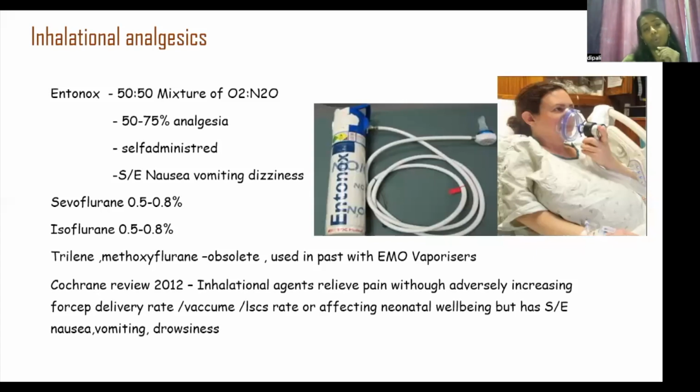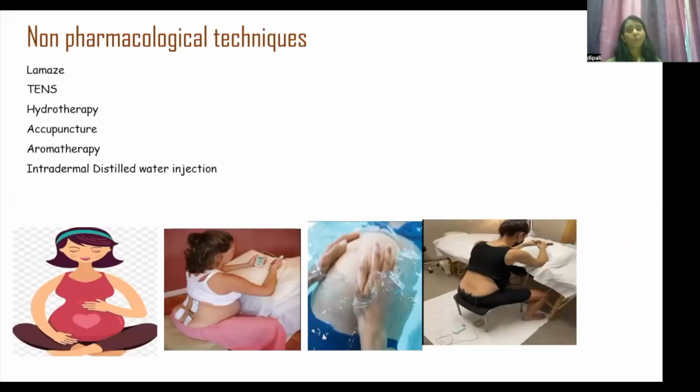According to the Cochrane review of 2012, inhalational agents relieve pain without adversely increasing the forceps delivery rate, vacuum rate, or LSCS rate, or affecting neonatal well-being, but they have side effects of nausea, vomiting, and drowsiness. Various non-pharmacological techniques are Lamaze, TENS, hydrotherapy, acupuncture, aromatherapy, and intradermal distilled water injections.